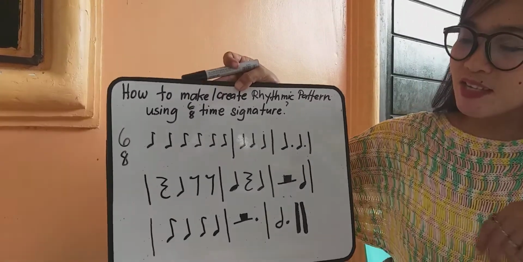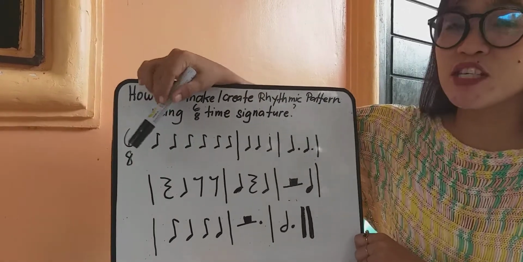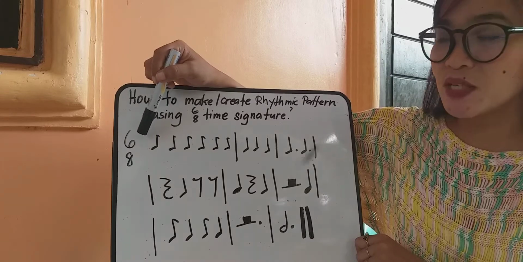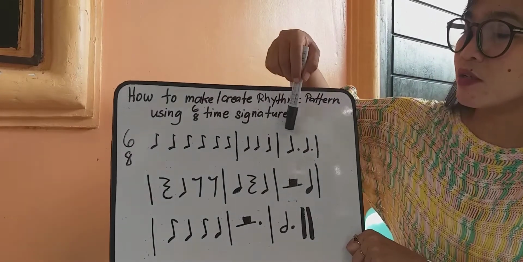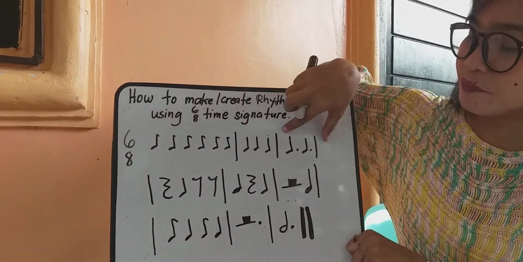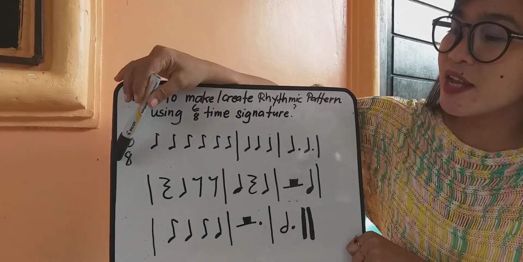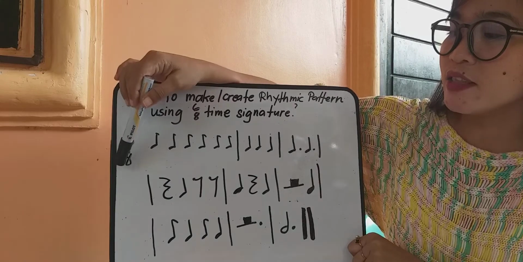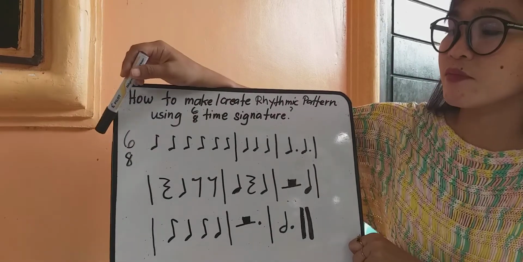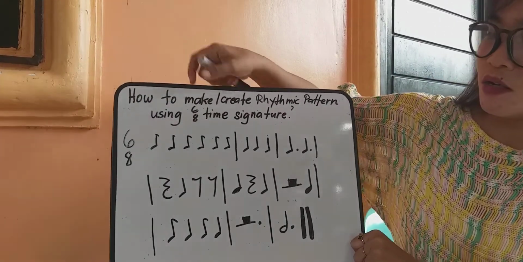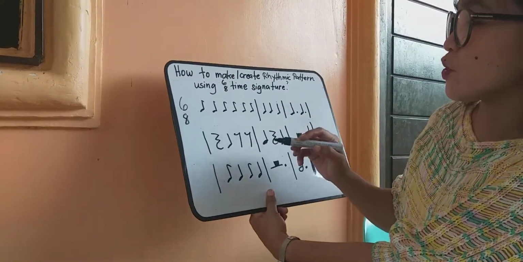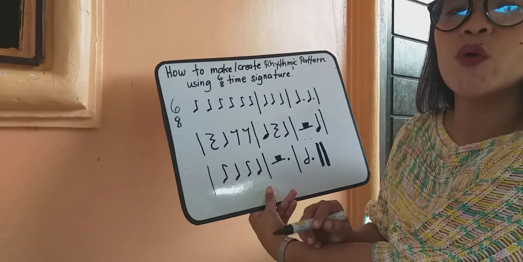So, again, what does 6/8 time signature mean? It means that there are 6 counts or 6 beats in every measure. This is the measure. And every 8th note, the bottom number, 8th note receives 1 beat. So we have to make 6 beats in every measure. So let's count. 8th note is 1 count.